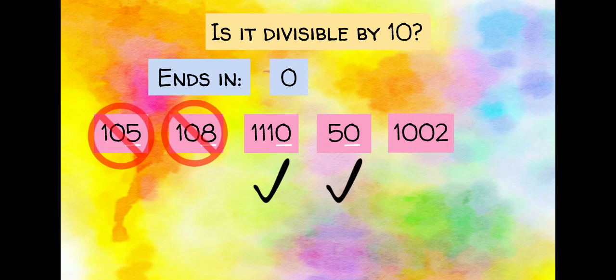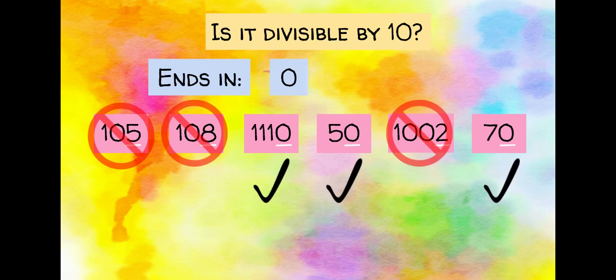50 ends in a 0, divisible by 10. 1,002, I see zeros, but it does not end in a 0, so it is not divisible by 10. 70 ends in a 0, divisible by 10. And that's it for the divisibility rules.